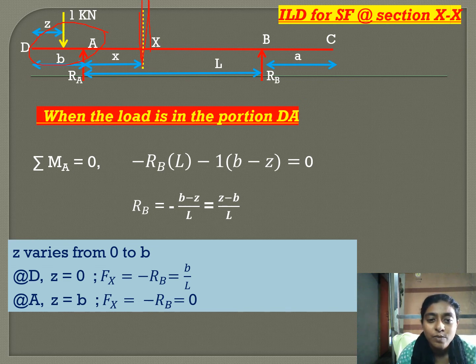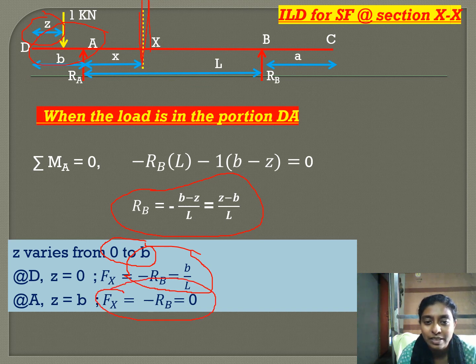Now the first part is when the unit load lies in DA, Z is varying from 0 to B. Z is taken as the distance of the unit load from D. So we find RB is equal to (Z minus B) by L. Substitute Z is equal to 0, we get minus RB is equal to B by L. Substitute Z is equal to B, we get Fx, shear force at X, is equal to minus RB is equal to 0.